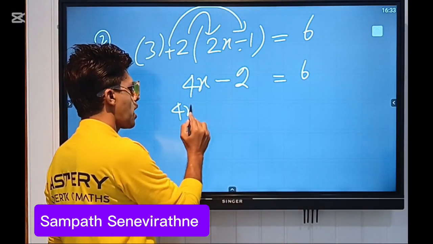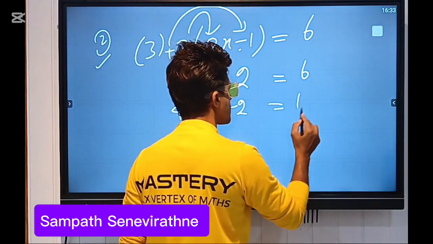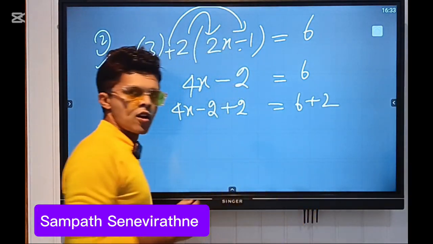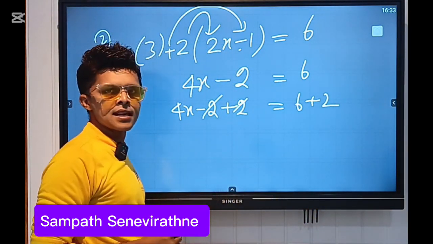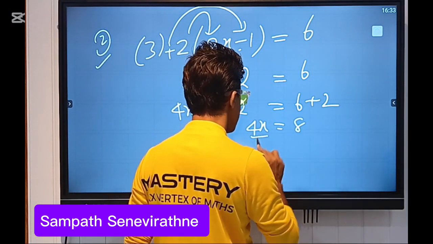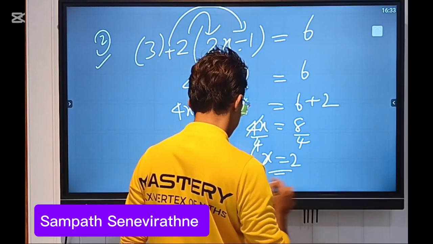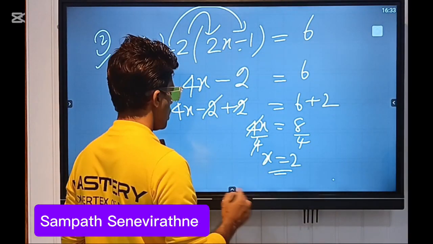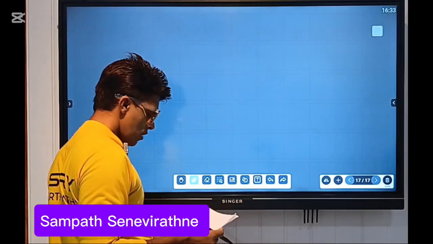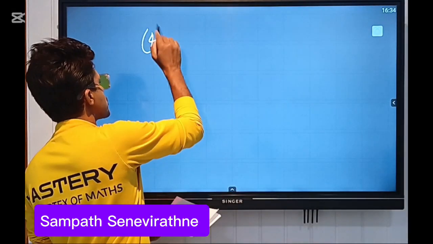So here 4x minus 2, it can be added plus 2 to both sides. This side as well plus 2. Right now minus 2 and plus 2 can be cancelled out. 4x equals 6 plus 2 is 8. Divided by 4 on both sides, x equals 2 here. Right now I did the third question. I will be doing the fourth question as well.